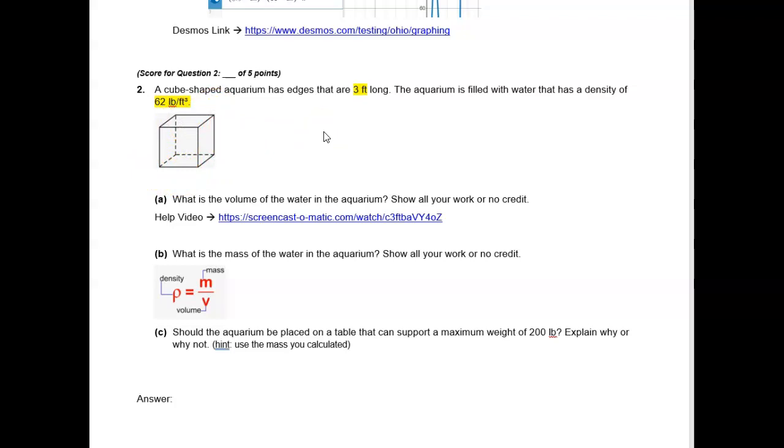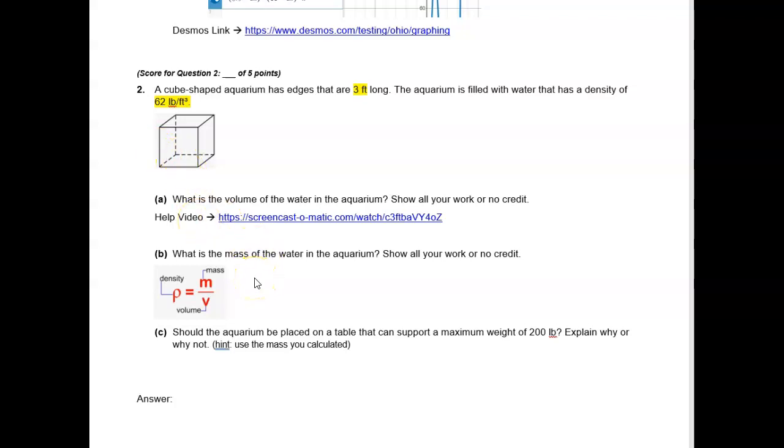The aquarium is filled with water that has a density of 62 pounds per cubic foot. What is the volume of the water in the aquarium? Show all your work, or no credit. Here's a video on how to find the volume of water in a cube. So you need to find the volume of the water in the cube.